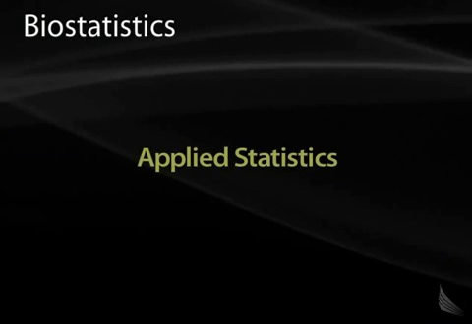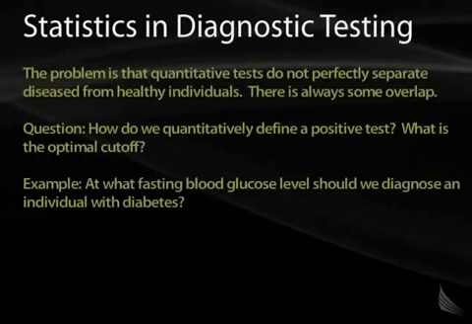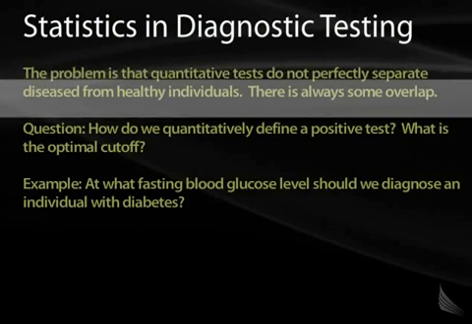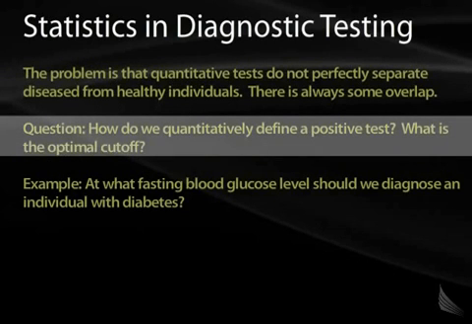In this section, we'll discuss applied statistics. Statistics are often used in diagnostic testing. The problem is that quantitative tests do not perfectly separate diseased from healthy individuals. There's always some overlap. So the question really is, how do we quantitatively define a positive test? What is the optimal cutoff?